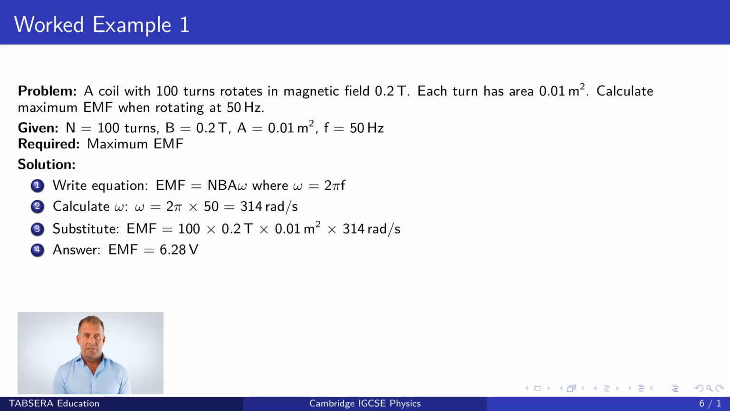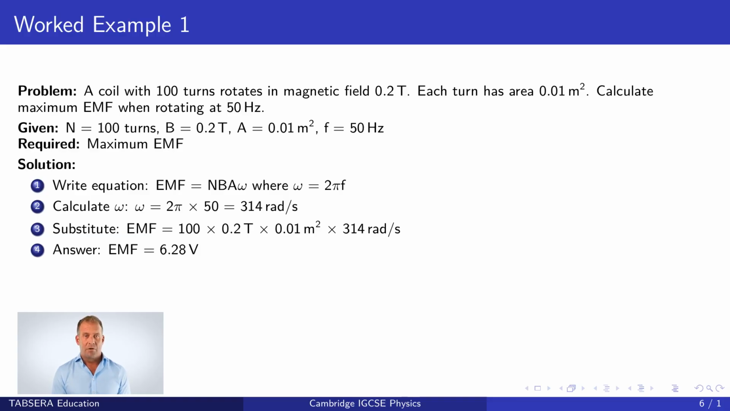Let's work through our first example. The problem states, a coil with 100 turns rotates in a magnetic field of 0.2 Tesla. Each turn has area 0.01 square meters. Calculate maximum EMF when rotating at 50 Hz. We are given N equals 100 turns, B equals 0.2 Tesla, A equals 0.01 square meters, f equals 50 Hz. We need to find the maximum EMF.